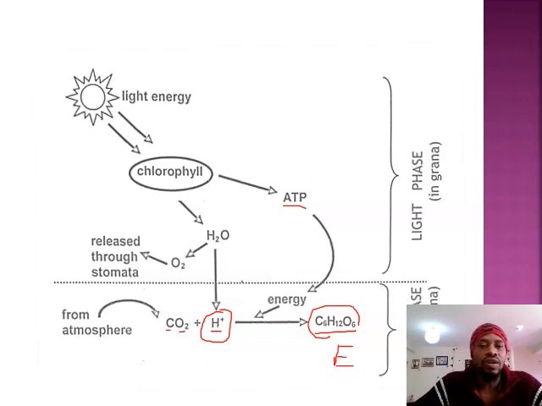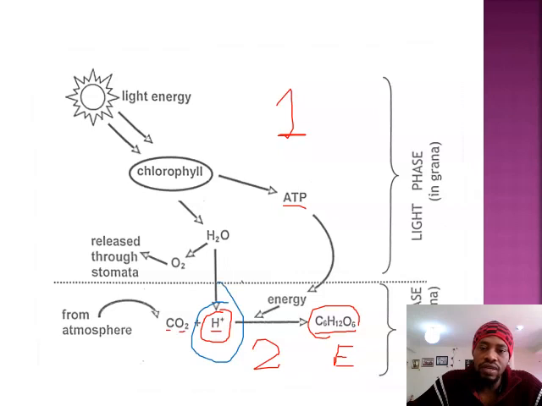So the dark phase will only take place if the light phase took place. The dark phase cannot go on if the light phase doesn't take place. That's why the light phase is number 1, which occurs in the granule, and the dark phase comes in second position, number 2, occurring in the stroma. Why is it that the dark phase only takes place if the light phase went on successfully? The reason is because for the dark phase to take place, we need hydrogen, we need ATP. And where do they come from? They come from the light phase. Okay, so that is it in summary. That is the whole process of photosynthesis.